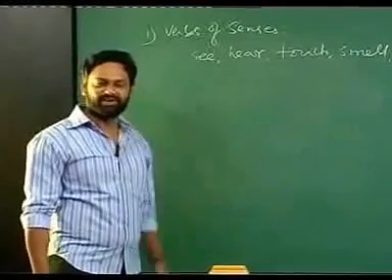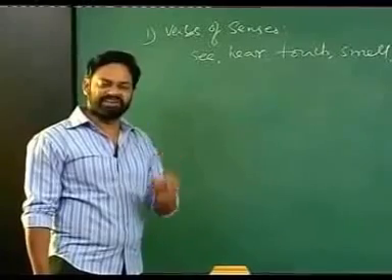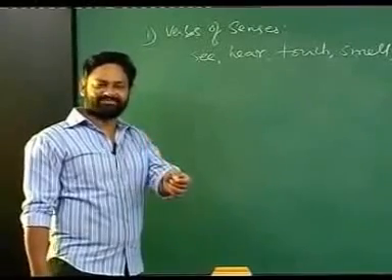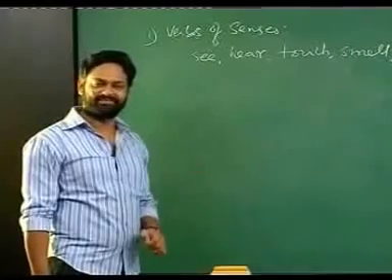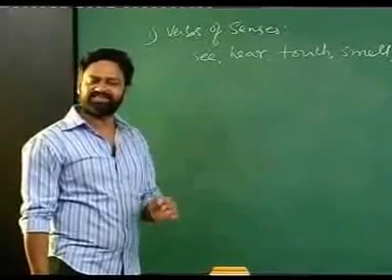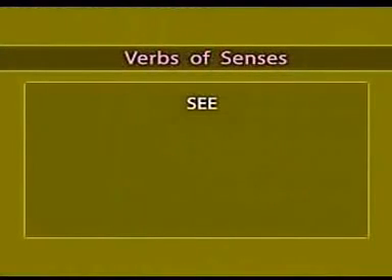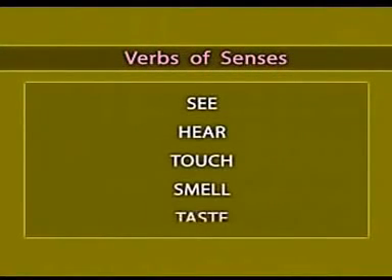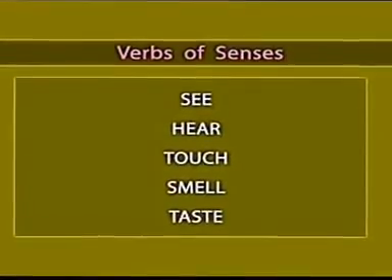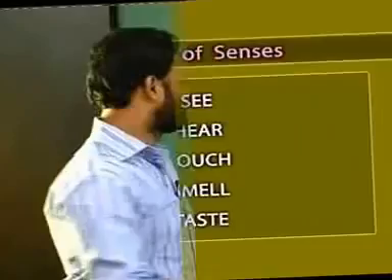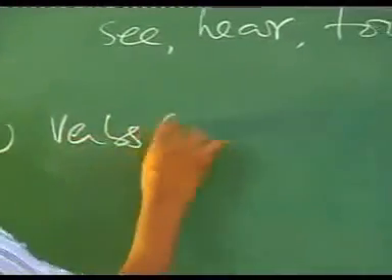And I smell something wrong. I smell something sweet, but don't say I'm smelling. Alage, I'm tasting, don't say. Just I taste the curry. The curry tastes sweet. Just you say taste. See, hear, touch, smell, taste. These are the 5 verbs which we don't use in the ing form, even to convey the continuous meaning. That's it.